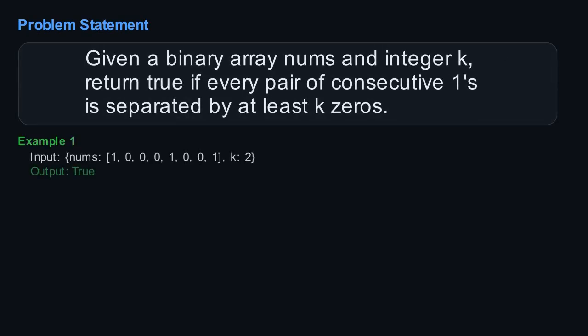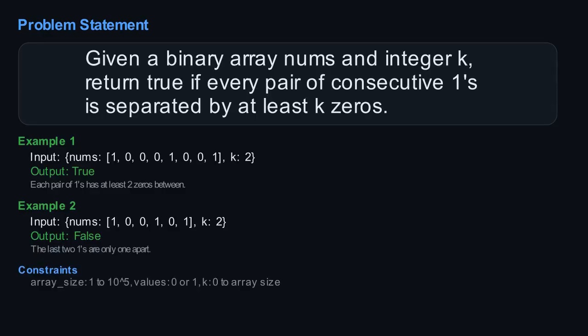Let's break it down. We have an integer array called nums containing only zeros and ones, and a non-negative integer k. Our goal is to return true if all the ones in the array are separated by at least k zeros. If any two ones are closer together than that, we return false. The core challenge is efficiently checking the gap between every adjacent pair of ones.